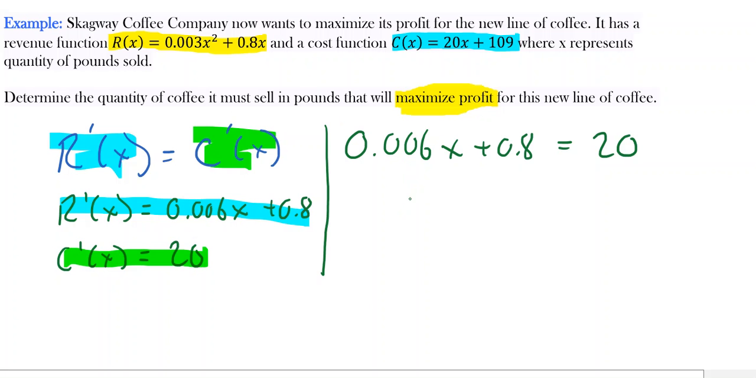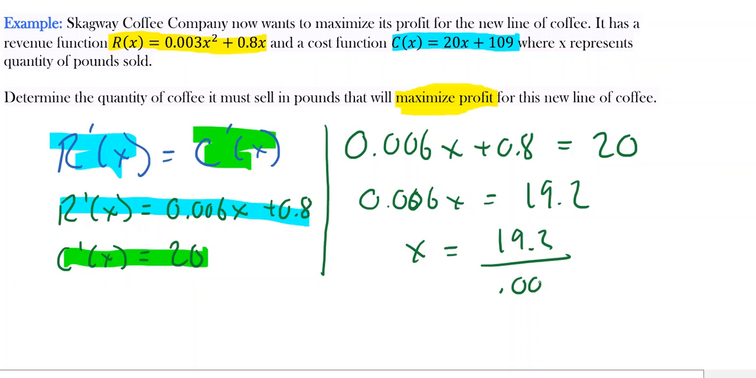Well, just doing a little bit of algebra on this, we will end up with 0.006x is equal to 19.2, or x is equal to 19.2 divided by 0.006, or x being equal to 3,200.